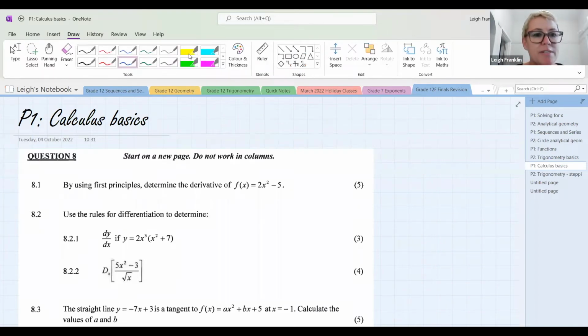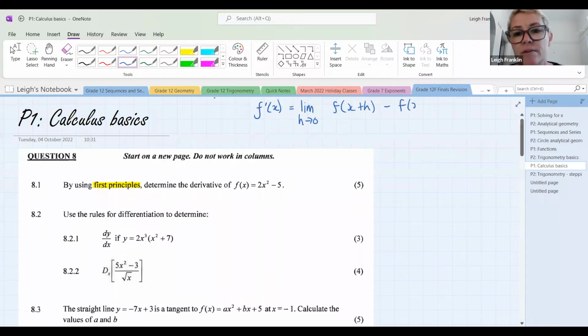So we know that when we see first principles, we've got to use our formula. Our formula sheet tells us f prime x, so the derivative of f with respect to x, is equal to the limit as h tends to 0 of f of x plus h minus f of x, all over h.